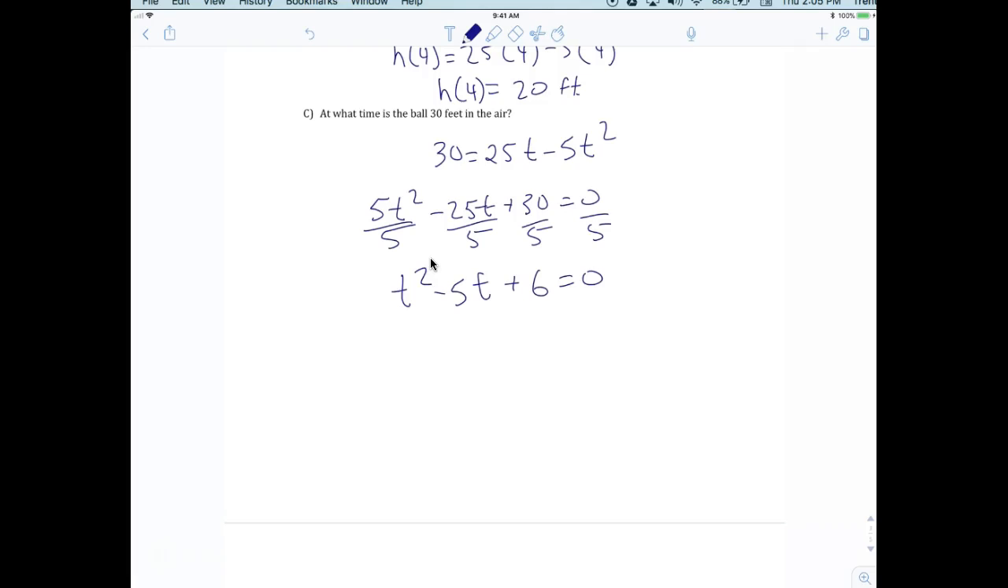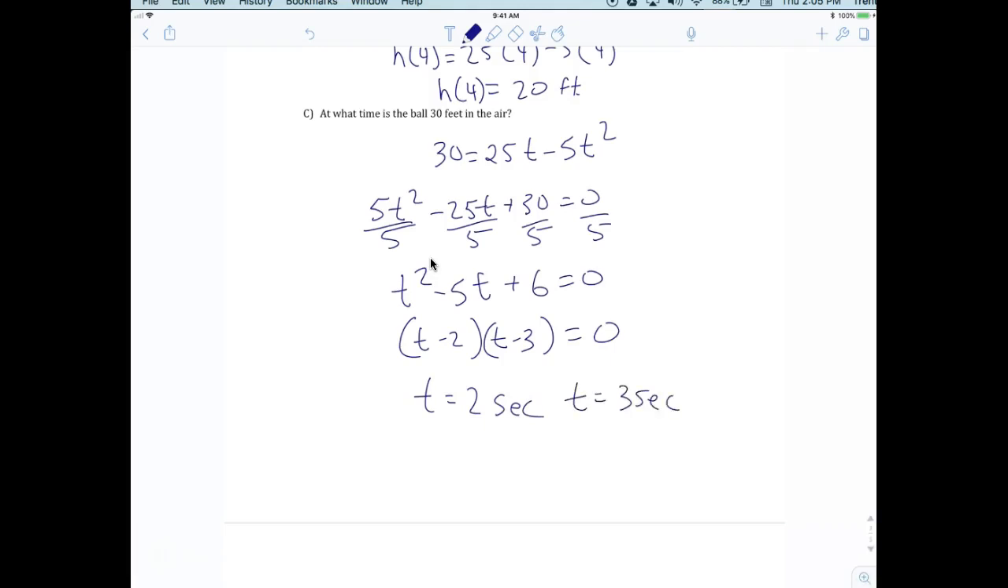Now factoring this gives me what? t minus 3 and t minus 2. Good. Is everybody happy with that? And so now your answer is 2 seconds and 3 seconds.